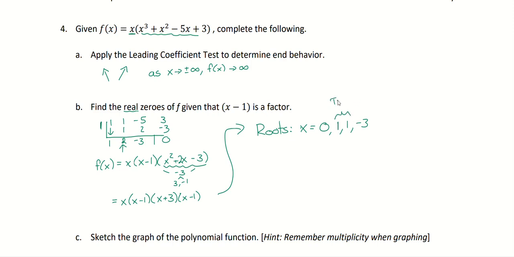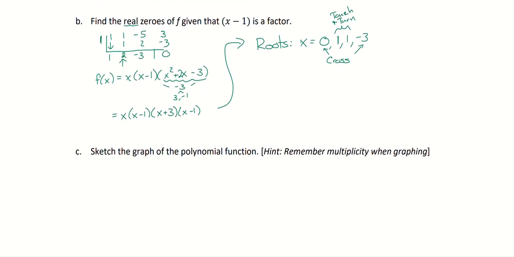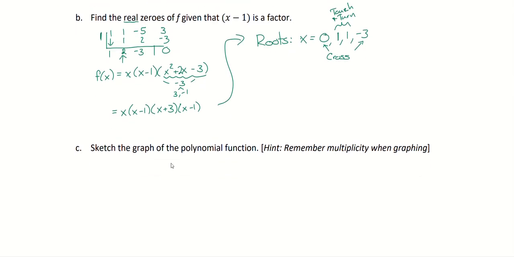So this is a touch and turn situation because the number of times it shows up is even, and then I see that we have a crossing of the axis at these points when x equals 0 and x equals negative 3. So last little part, because we're only sketching, I'm going to use a number line to take care of this.